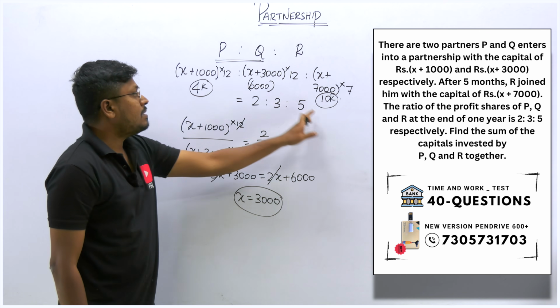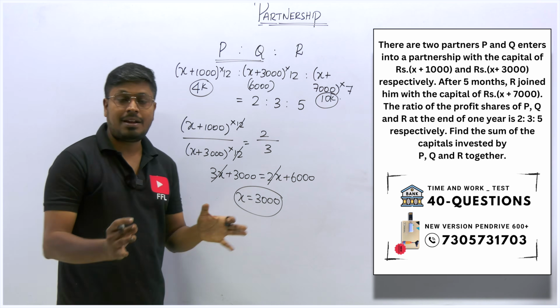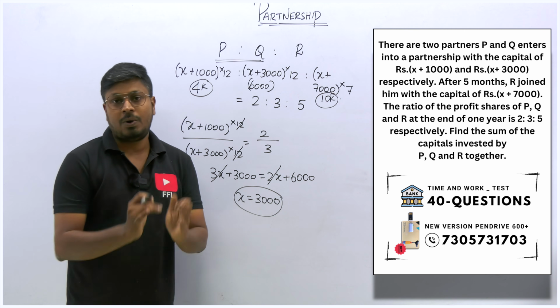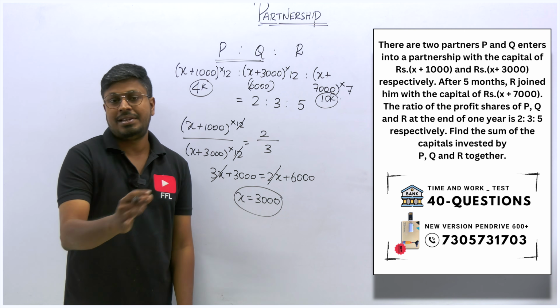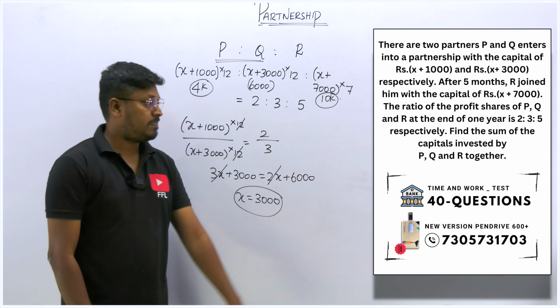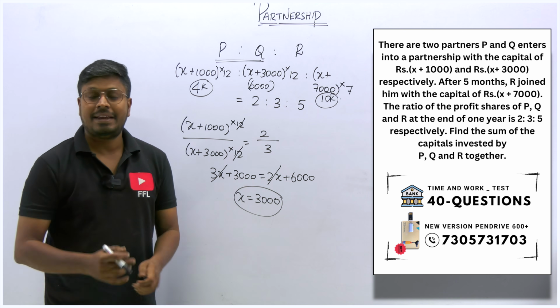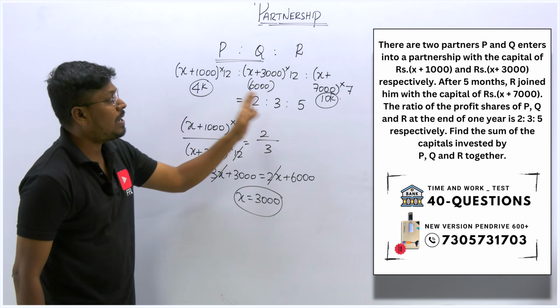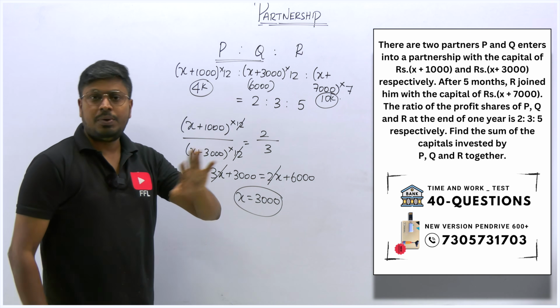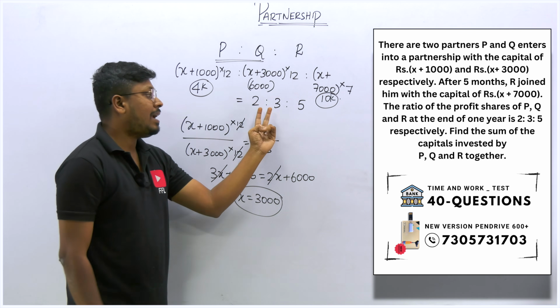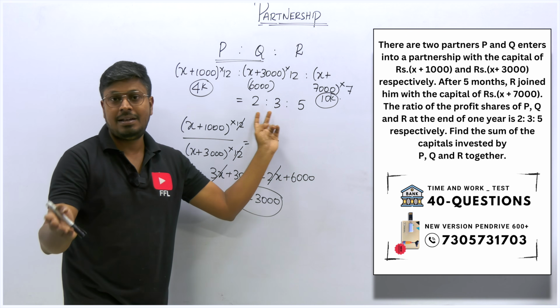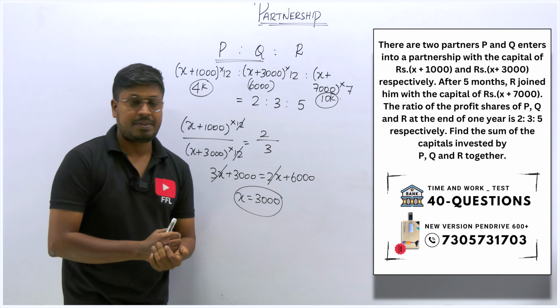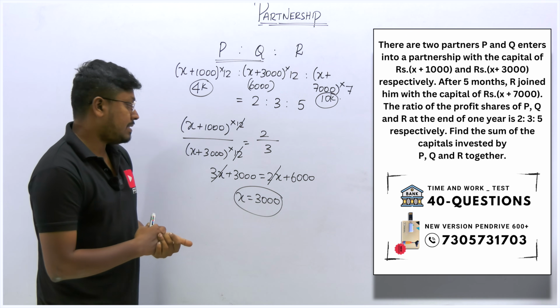So 10,000, 6,000, 4,000. Our target is to find the sum. When you add all the three, it is 20,000. So the initial capital investment is 20,000, which will be the answer for the second question. So friends, understood? Always remember, even if you have 4 ratio values or 5 ratio values, you can take any 2 ratio values on the right hand side to calculate the value of x. So friends, this will be the answer for the second question.